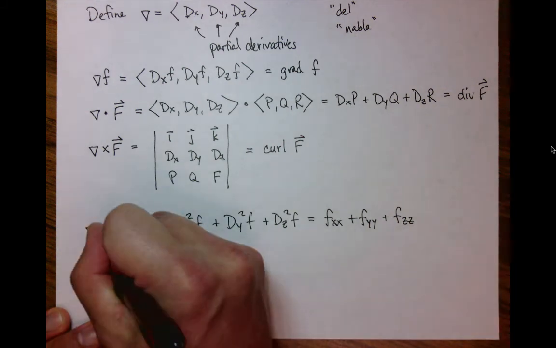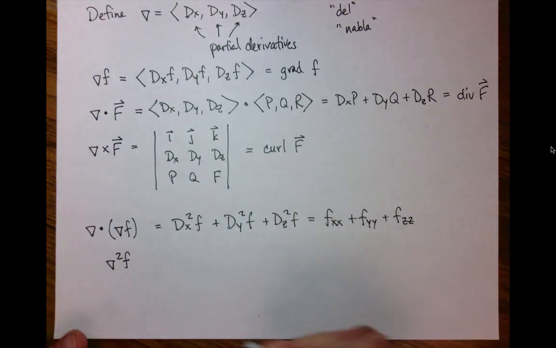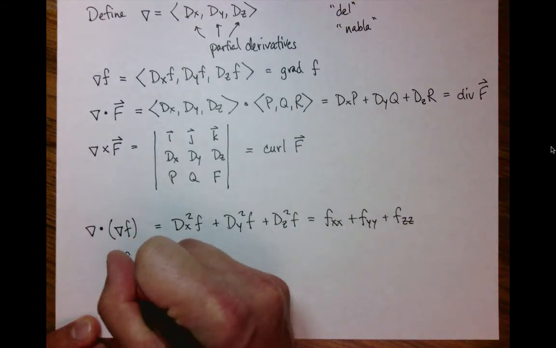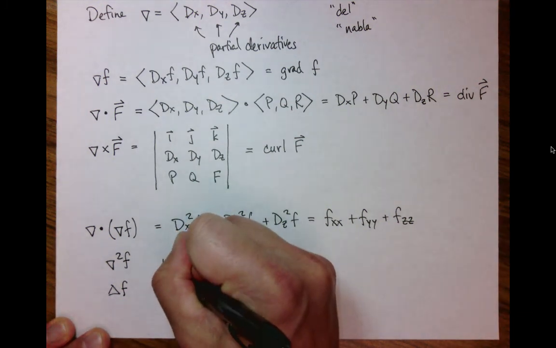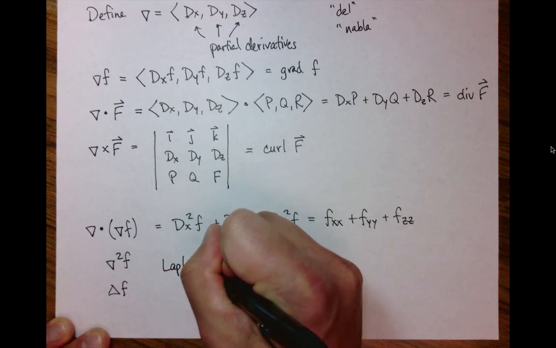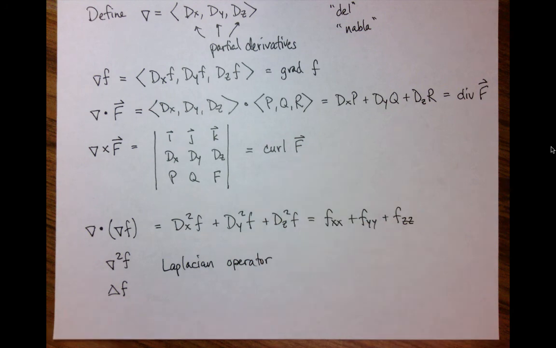And we have a special notation for this. We can write del squared of f, or sometimes we just write what you would call delta f, but in fact it's not delta. This is called the Laplacian operator. And it plays a huge role, not just in physics, but in all kinds of applications, especially those involving diffusion.